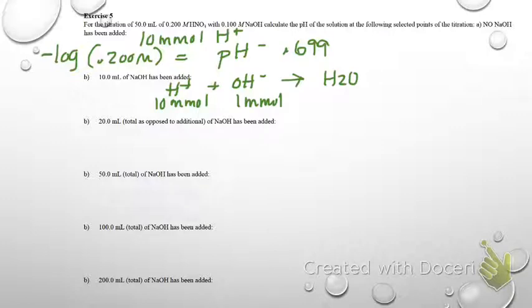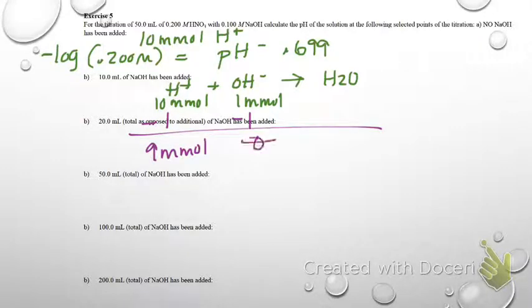Volume times molarity is giving me millimoles. I just changed it all to millimoles because it's much easier to subtract 10 minus 1 than 0.001 minus point whatever. That's all I'm doing, is making my math easier. So then I'm going to subtract 1 and 1. That's going to leave me 9 millimoles of hydrogen, 0 millimoles of hydroxide because I just consumed it, right?